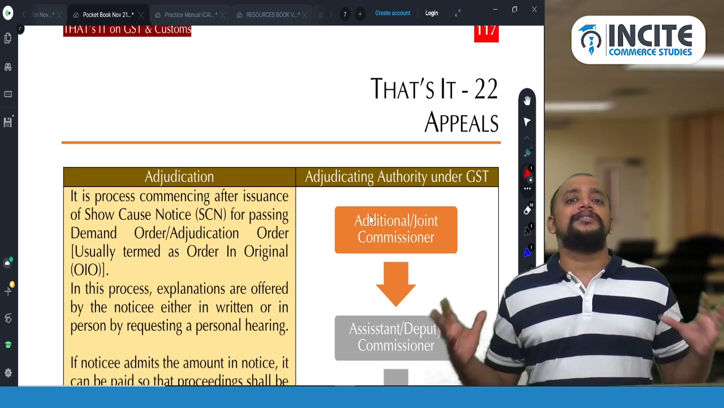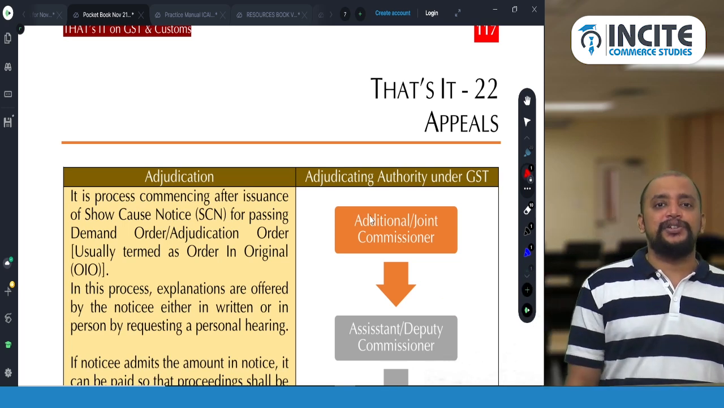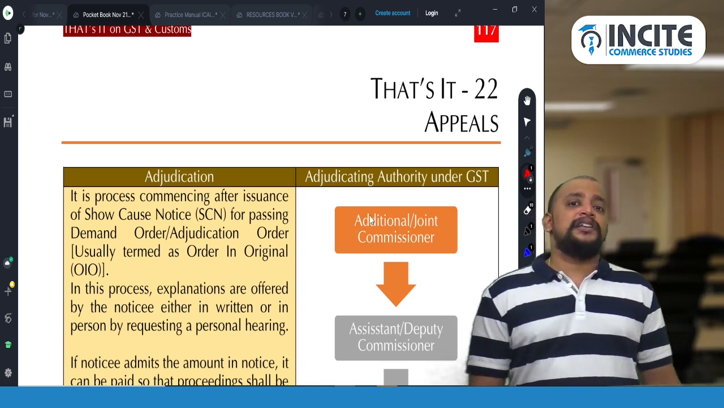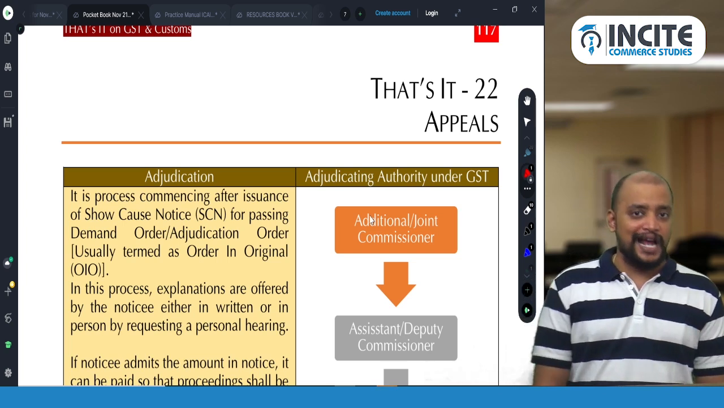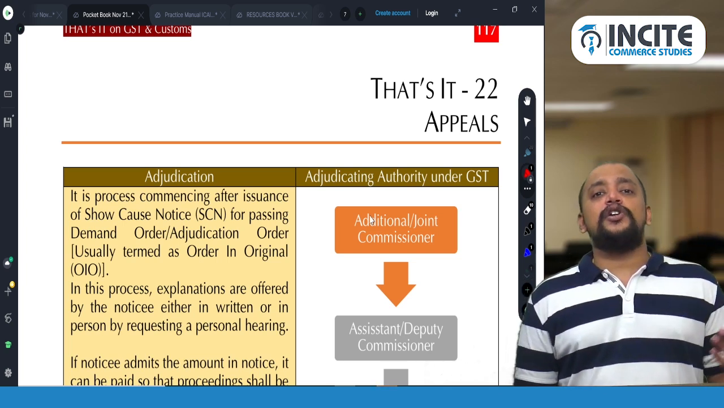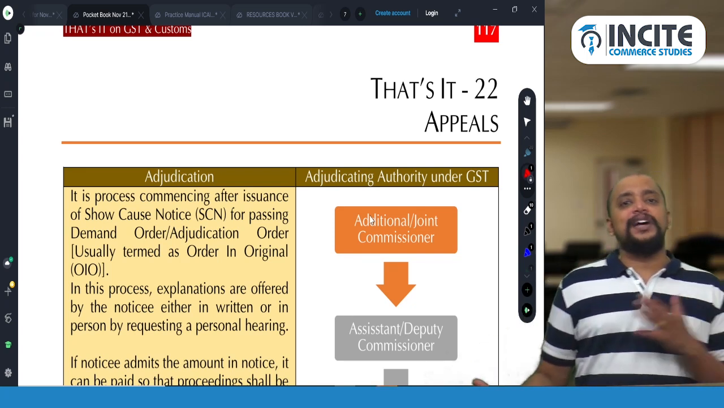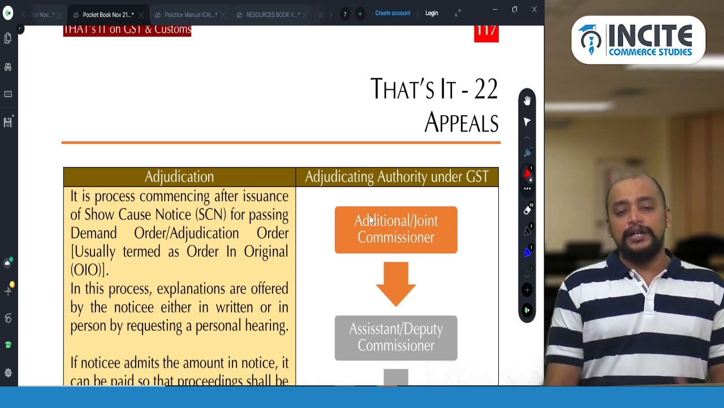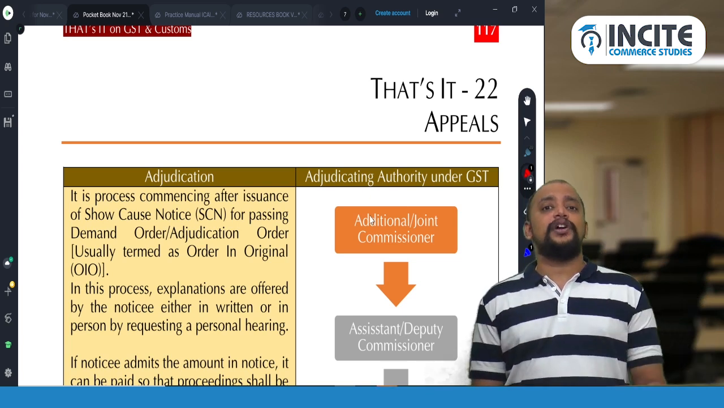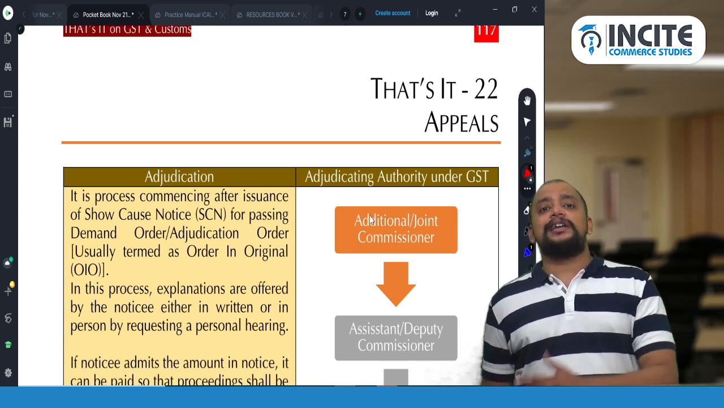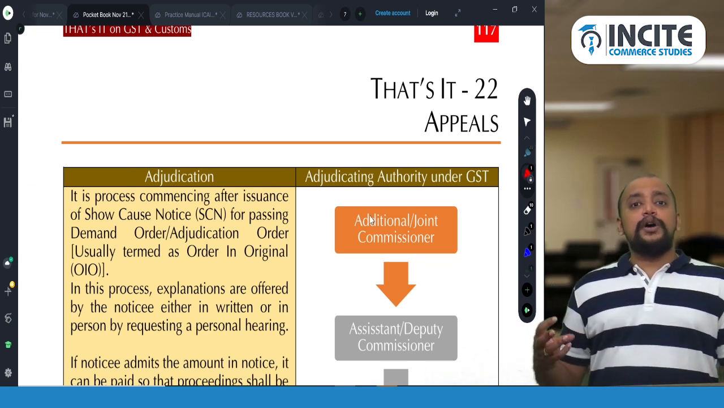Here we have adjudication and appeal. These are two different terminologies which we need to understand. Adjudication refers to the process of deliberation between the registered person and the officer. Whenever some discrepancies arise in the payment of taxes, the outcome of the deliberations, information exchange or communication between these two parties is known as the adjudication order. Another name for adjudication order is demand order, and yet another name is OIO, order in original.